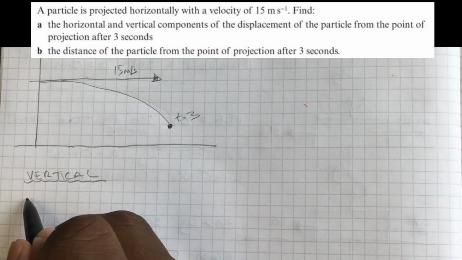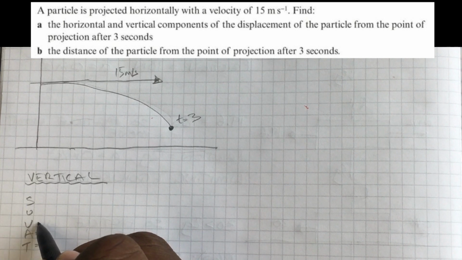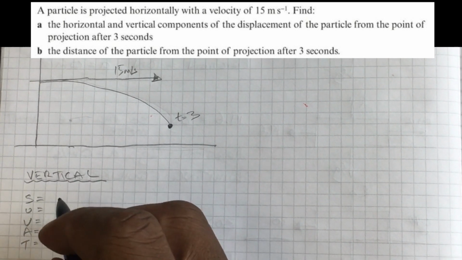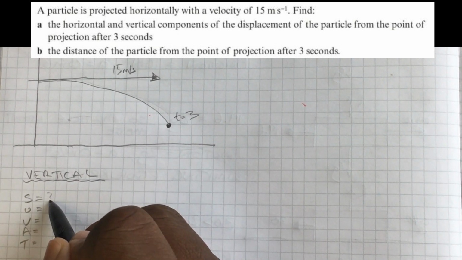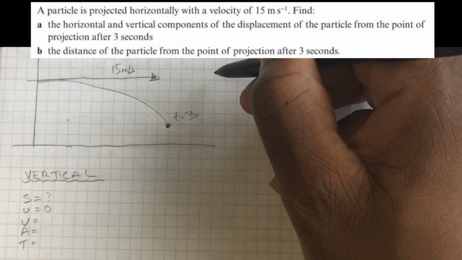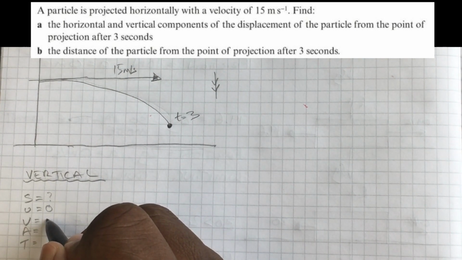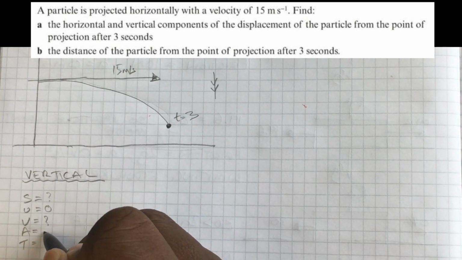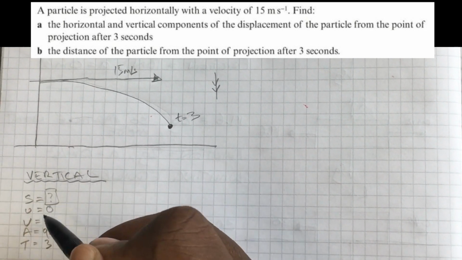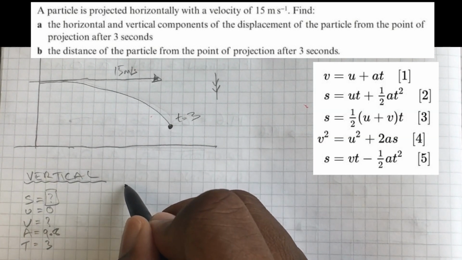All right, so vertically, let's set out our Suvat variables. Which of them do we know? Which of them do we need to find? So we're interested in the displacement. We don't have any idea what the displacement is. We know the initial vertical velocity is 0. The final vertical velocity, we don't actually know yet. And acceleration, since down is our positive direction, the acceleration is going to be g, 9.8. The time is 3 seconds. We do know that.